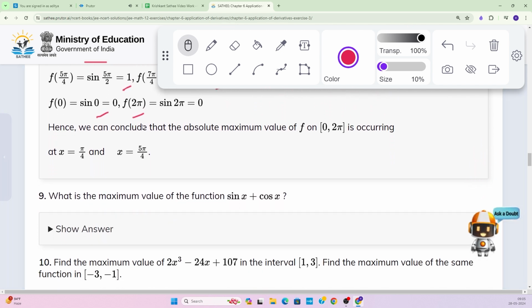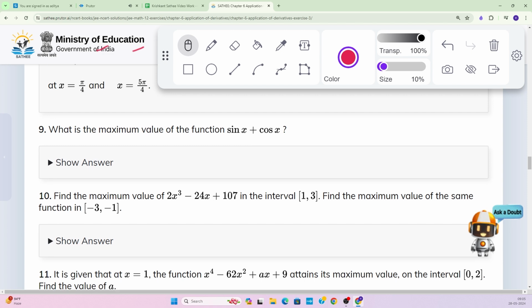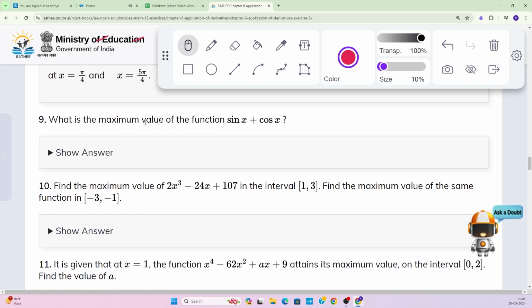Very simple things we are doing, just finding the first derivative. And if you are given the closed interval, you can put those endpoints also in your critical point list.